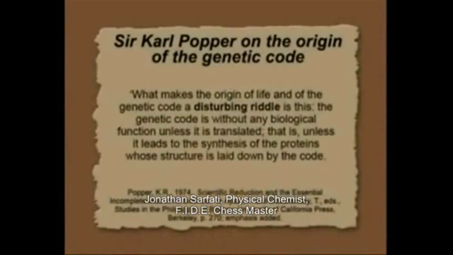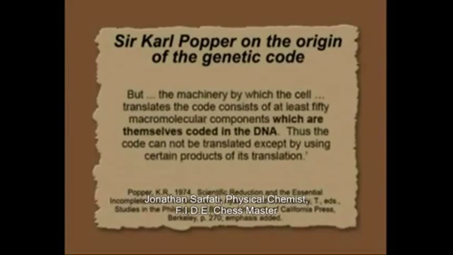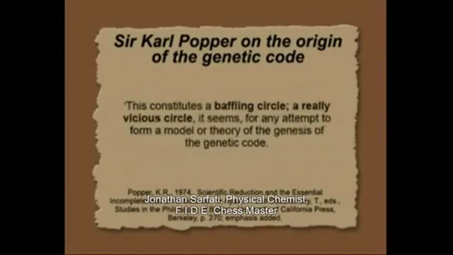And he said that the origin of life and genetic code is a disturbing riddle. The genetic code is without any biological function unless it's translated, unless it leads to the synthesis of proteins whose structure is laid down by the code, but the machinery by which the cell translates the code consists of at least 50 macromolecular components that are themselves coded in the DNA. So the code can't be translated except by using products of its translation. And he goes on to say, this constitutes a baffling circle, a really vicious circle, it seems, when you attempt to form a model or theory of the genetic code.